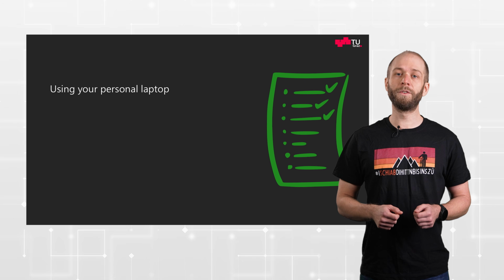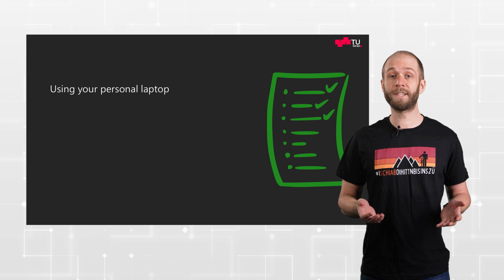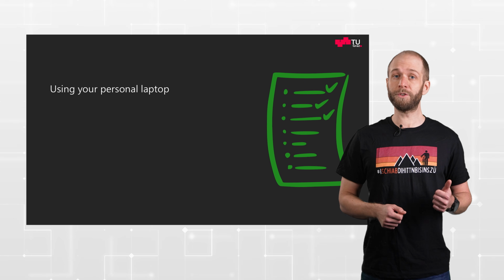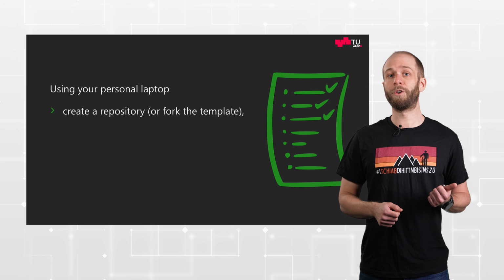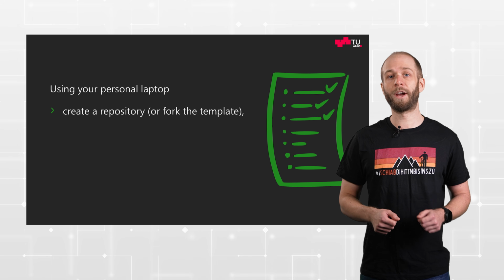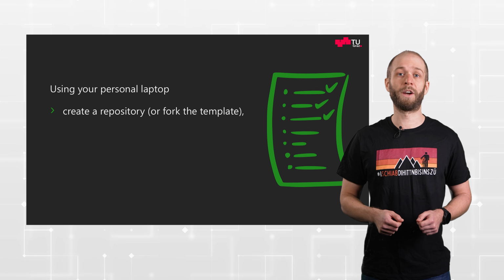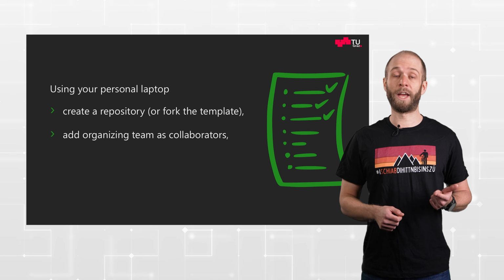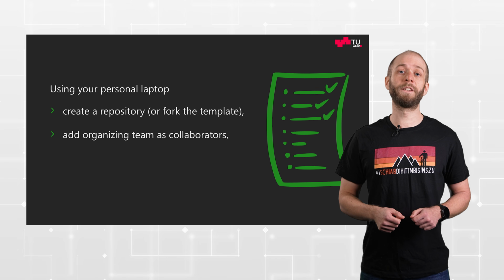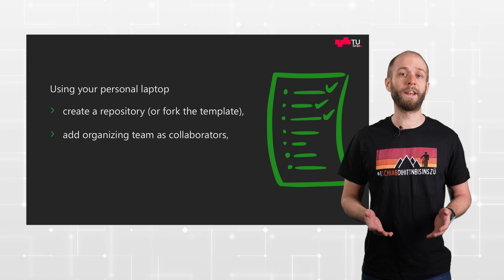Let's talk about what you need to register. The registration is actually quite simple. First, create a project repository on GitHub or GitLab for your HaDes-V challenge work, or most easily, fork the HaDes-V template on GitHub. Then, add the organizing team as collaborators with read and write access.